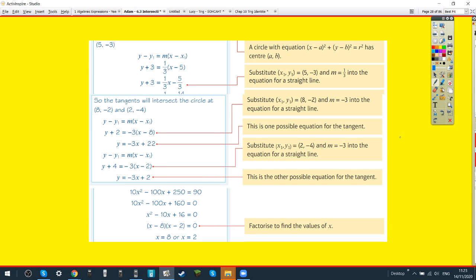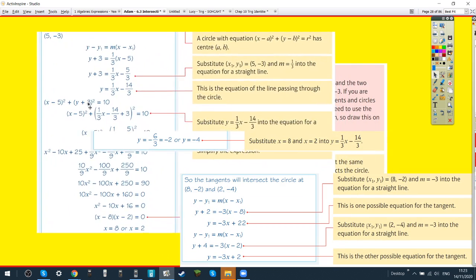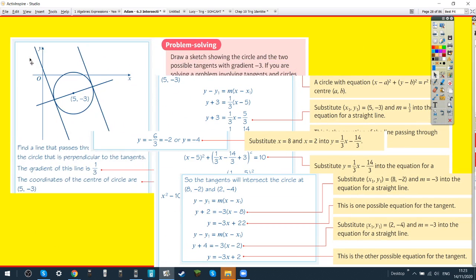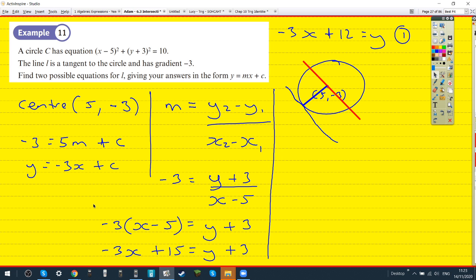I'm looking this up. Okay, that's what we did. Oh yeah, of course. So the gradient of the radius must be a third. Why? Because it's perpendicular. Negative reciprocal. How come a third? That's the same as minus 3 over 1, so positive 1 over 3. Okay, yeah.